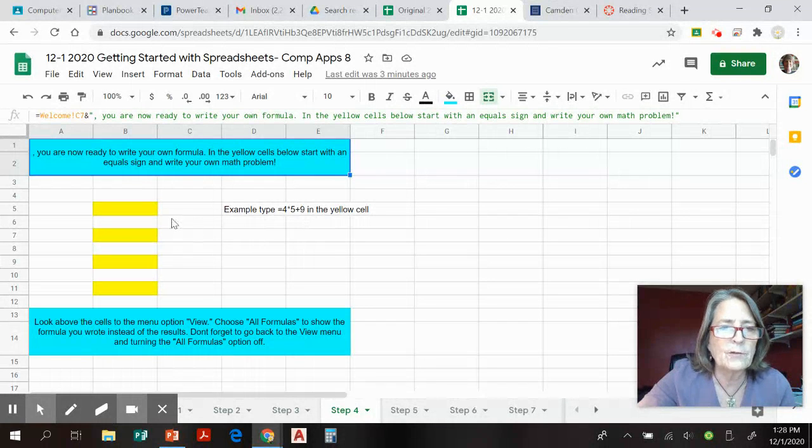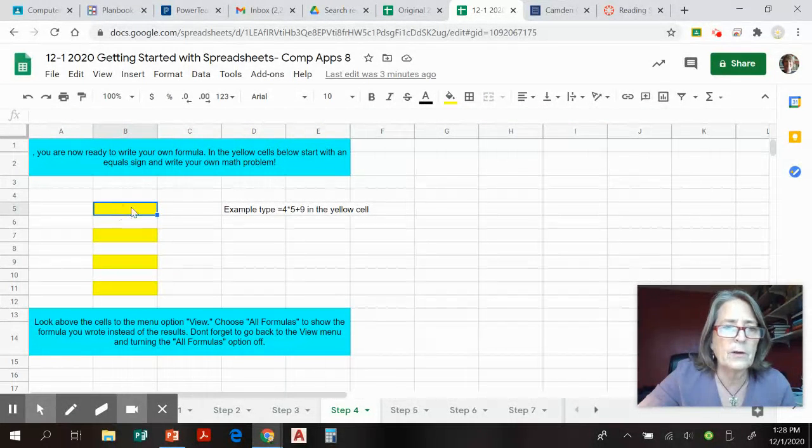So remember, you have to always start with an equal sign. So I'm going to pick in this box here, this cell, B5, and I'm going to come up to the formula line, and I'm going to start with an equal sign. And here they give you an example to get started. It's 4 times 5 plus 9. So we're just going from left to right. And so 4 times 5 would be 20 plus 9 is 29. Let's see if it works.